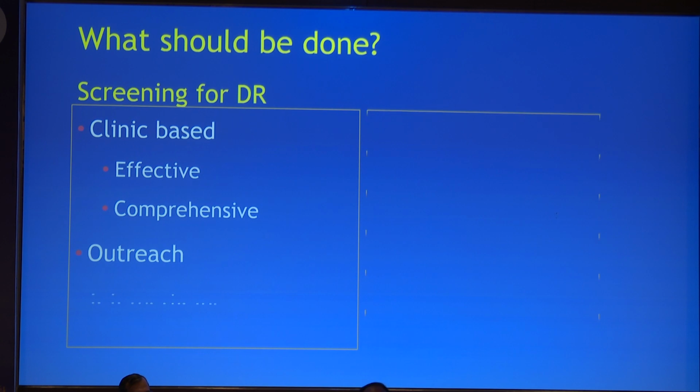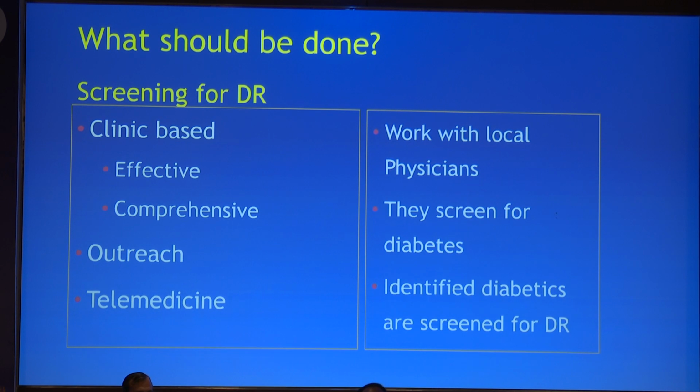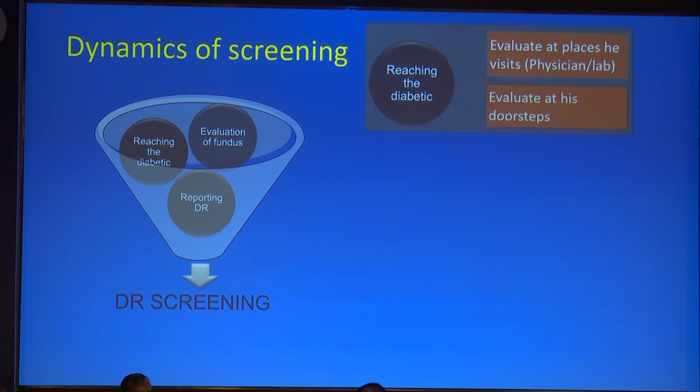We continue to do outreach screening for diabetic retinopathy, just like how we go for comprehensive screening in the community. We work in the community with the local diabetologists or primary care physicians to group these patients, and our team would go and identify these. But this is still not enough, so we work with the local physicians, they screen for diabetes and we screen for diabetic retinopathy. But this is not enough. We need to reach out to a much larger population.